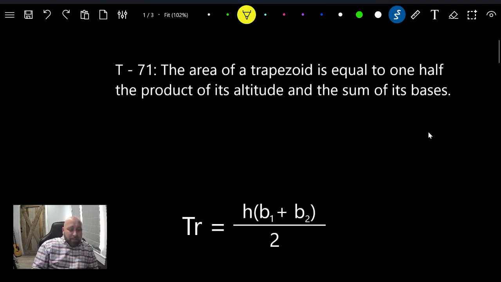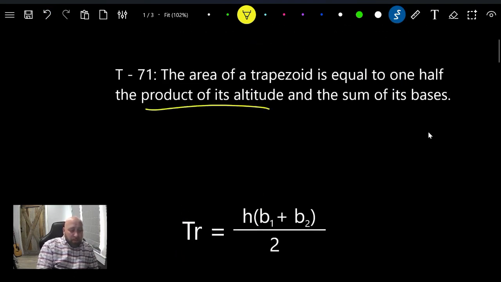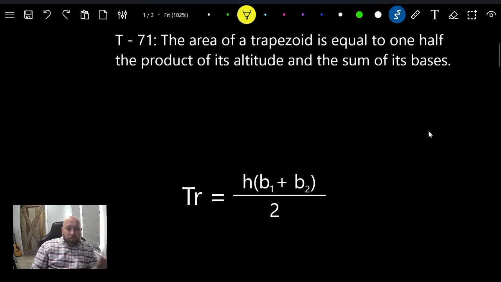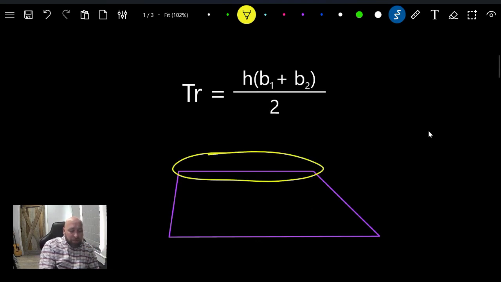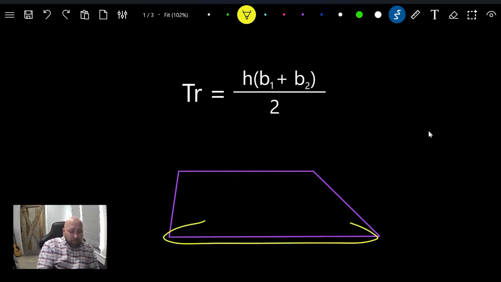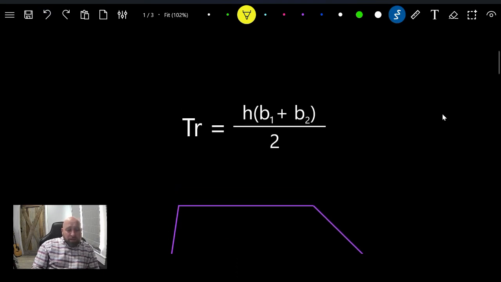And then it says that it's the product of the altitude. So that means we're going to multiply right here and the sum of its bases. In other words, remember, it's got a different size top than a bottom. So look here. This top is a little bit shorter than this bottom leg. So these two bases are different sizes. Because of that, we're going to have to count them up separately. We can't count them together. We can't multiply them by 2 or something like that.